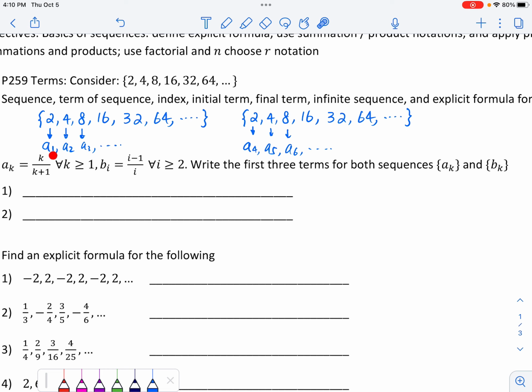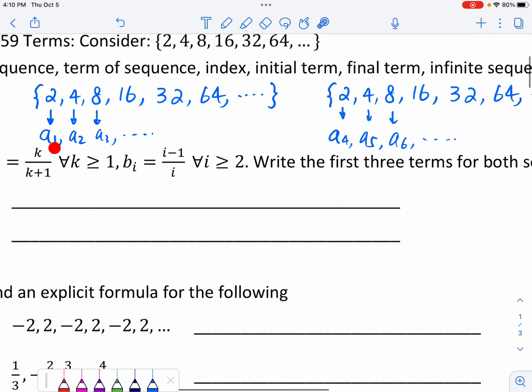So here let's talk about index. This is called the index. In A1, the 1 is the index. In A2, the 2 is the index. In A3, 3 is the index, and so on and so forth. So for this sequence, the way we name the terms, the index starts with 1. If we name the first one as A4, the index starts with 4 and always increases by 1, and so on and so forth.